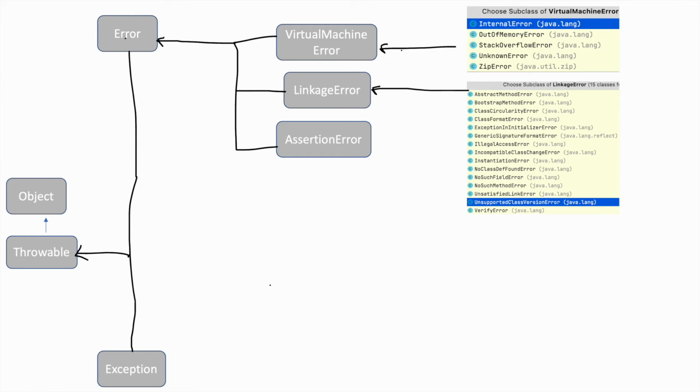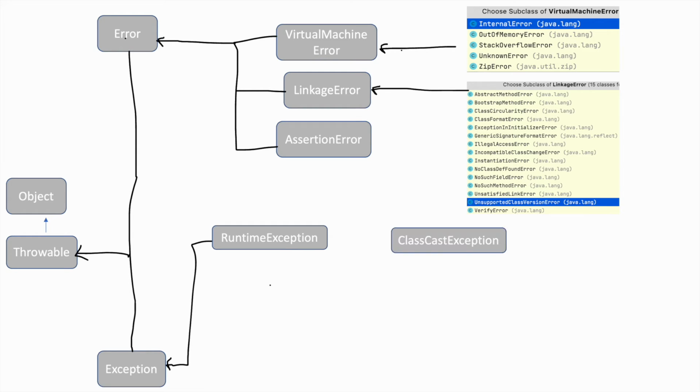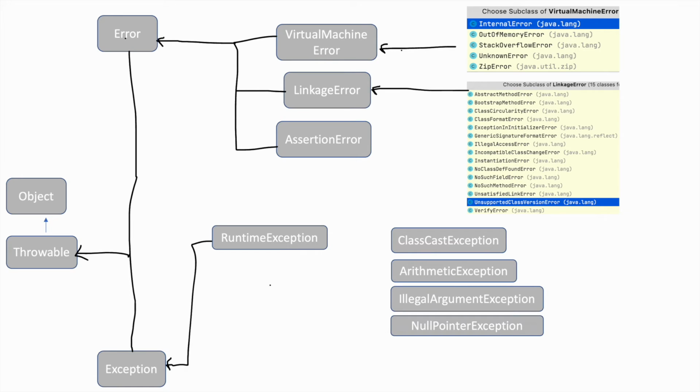AssertionError. AssertionError is an error, and this error occurs when we are working on unit test cases. At that time we will get this AssertionError. Next, RuntimeException. This RuntimeException is a subclass of Exception. ClassCastException, ArithmeticException, IllegalArgumentException, NullPointerException, IndexOutOfBoundsException. These are all the subclasses of RuntimeException.